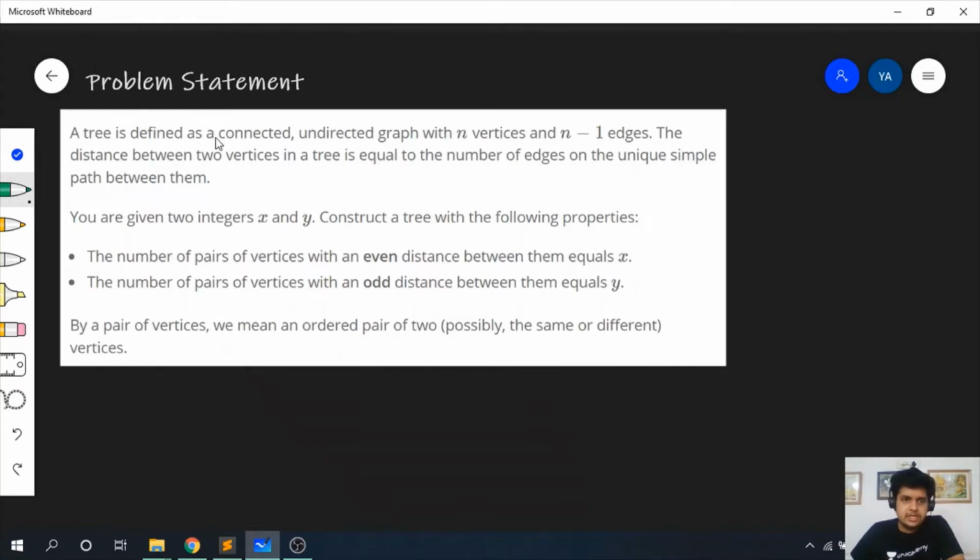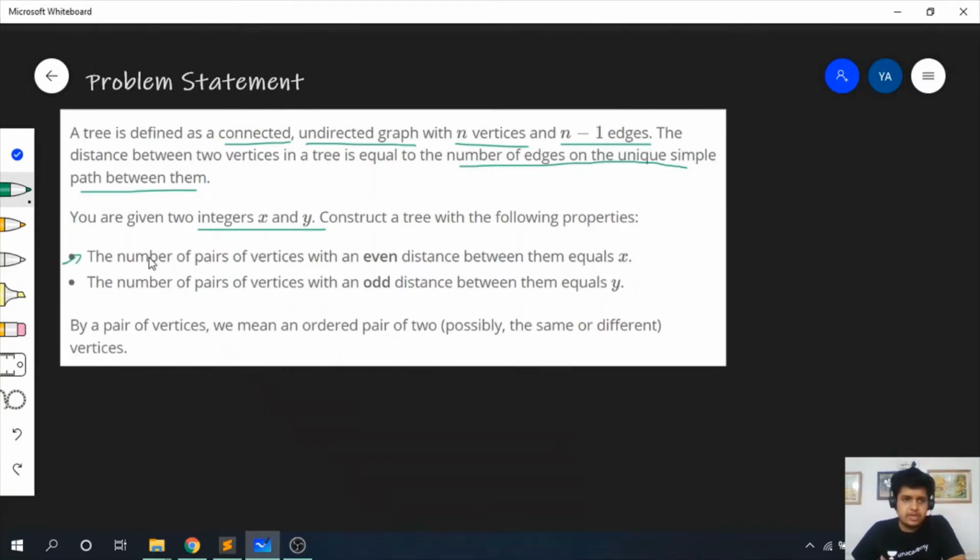A tree is defined as a connected undirected graph with n vertices and n-1 edges. So this is the basic definition of a tree. The distance between two vertices in a tree is equal to the number of edges on the unique simple path between them. We are given two integers x and y. We have to construct a tree with the following properties.